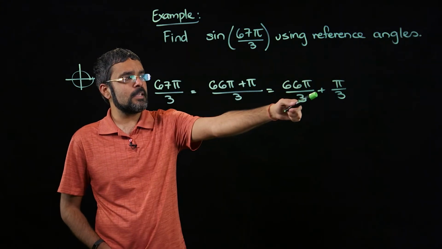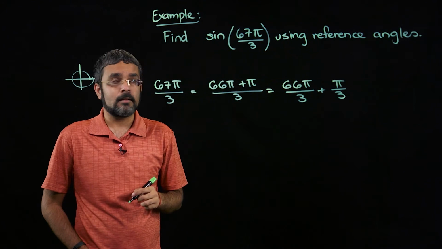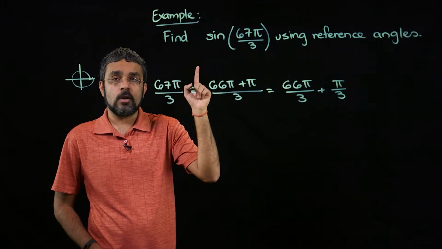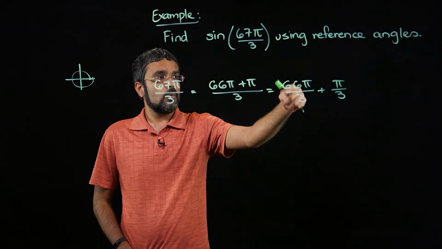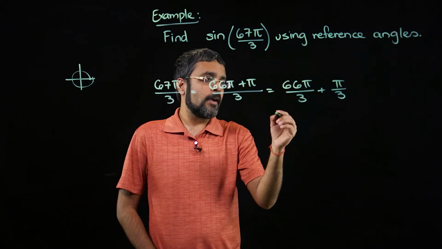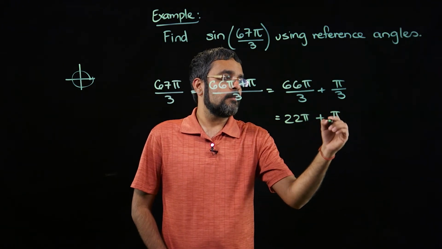So immediately we see here that we have an acute angle, and that happens to be a reference angle. So I know what my reference angle is, so I know what my trig value is going to be. The only thing now is, what is the quadrant? If I simplify this, it gives me 22 pi plus pi over 3.